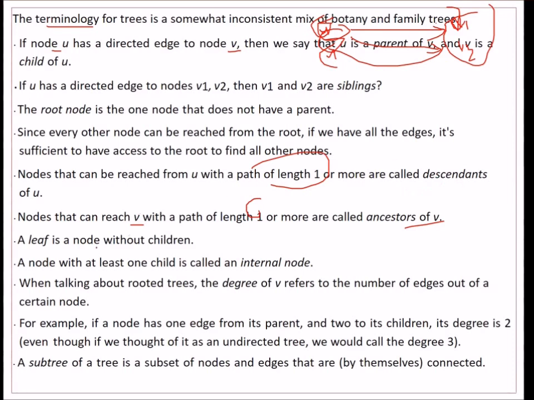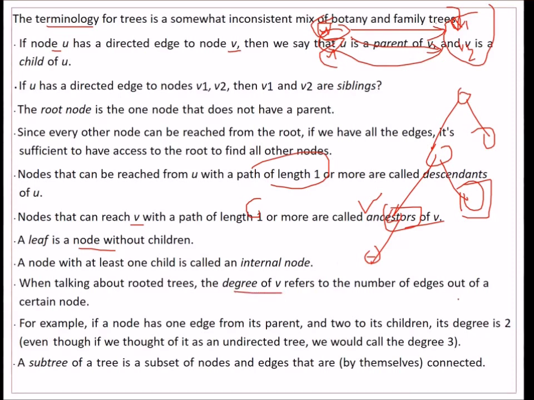A leaf is actually a node without children. So if you have a tree like this, right? So these are the nodes. These nodes which don't have any children, we call them leaves. A node with at least one child is called an internal node. For example, this is an internal node. This is a leaf. So when we talk about a rooted tree, the degree of V refers to the number of edges out of a certain node.